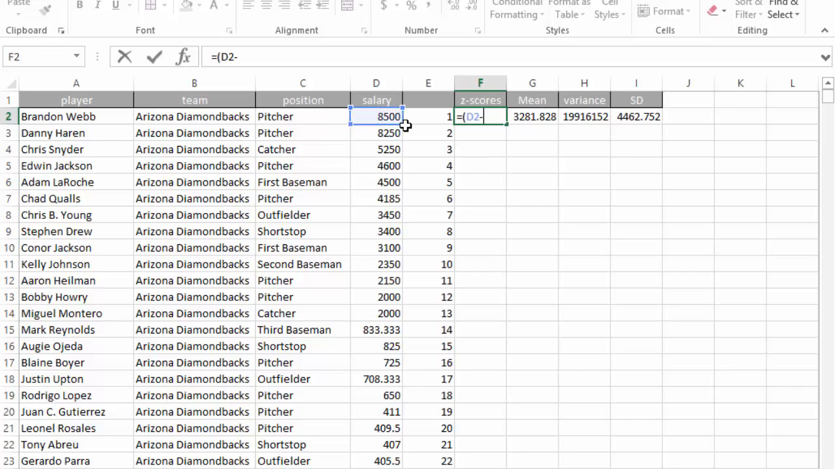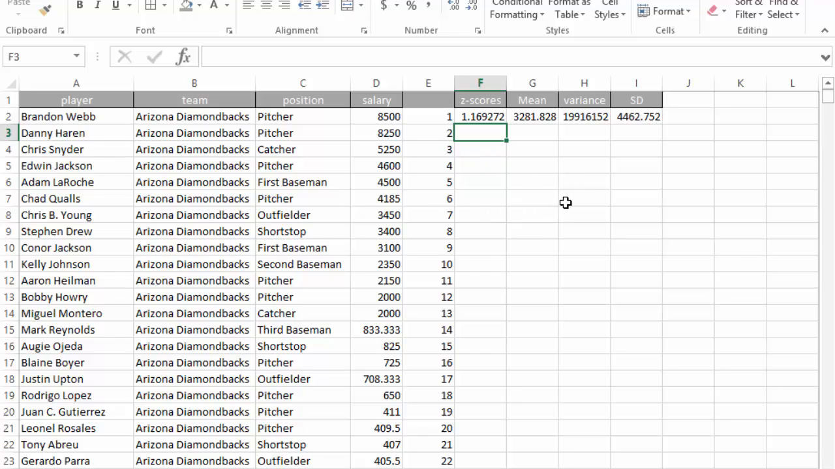So it's 8,500 minus the mean, and I'm going to divide this by the standard deviation, and I get a z-score of 1.169272. So what does that mean? Well, what it means is that Brandon Webb's salary is the standard deviation times 1.16. So 4.5 million times 1.16, that's how far Brandon Webb's salary is from the mean of 3.2 million.